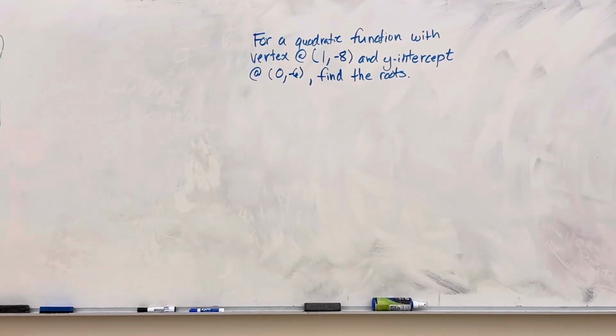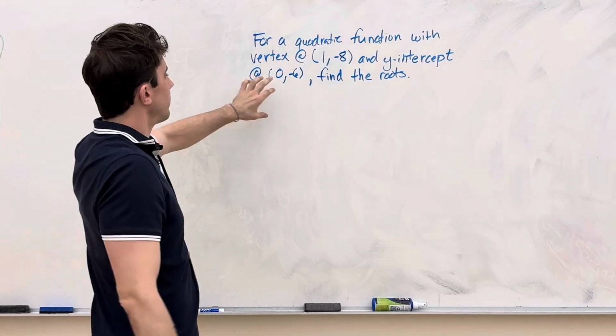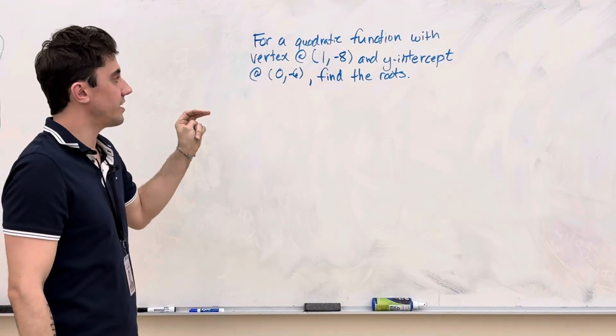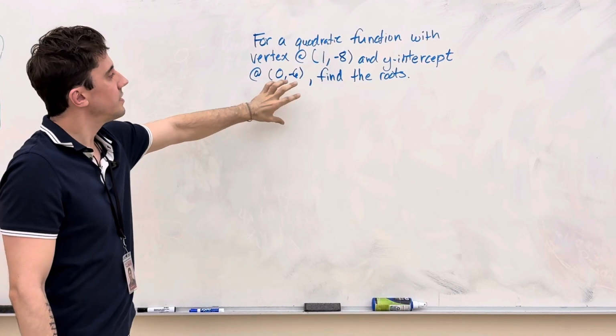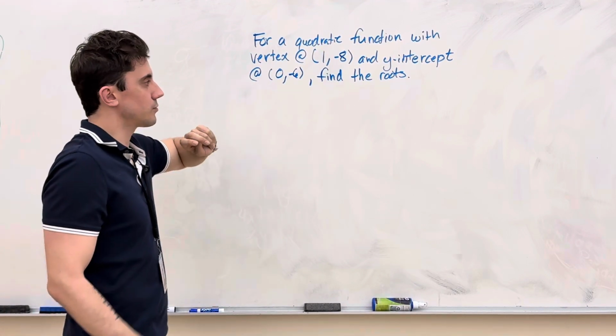Good afternoon, everyone. Today we're going to do a quick quadratics problem. So we have a quadratic function with a vertex at the point (1, -8), and also with a y-intercept at the point (0, -6), and we are tasked with finding the roots.